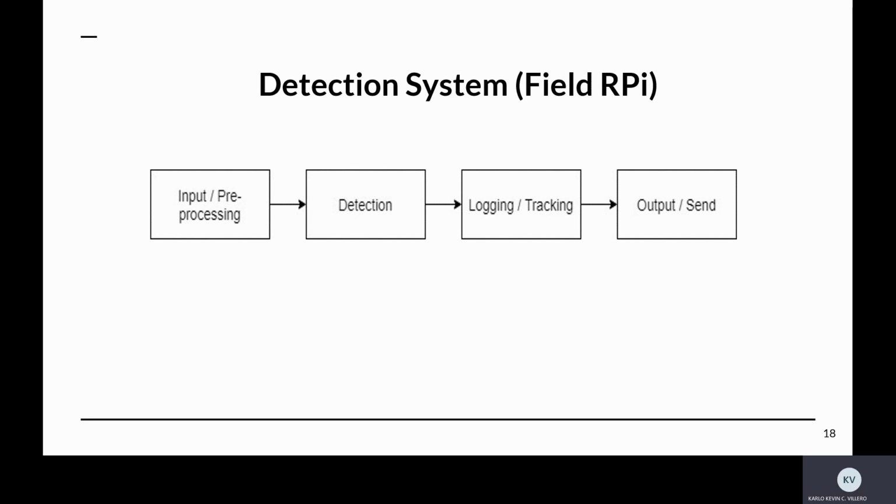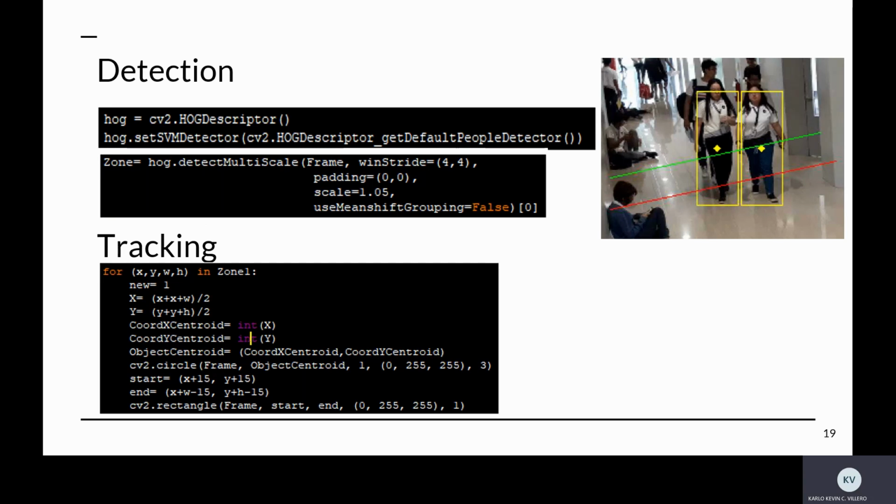In the field RPI is where the detection system happens. The input, which is a video feed coming from the CCTV IP camera, would be loaded to a microcomputer with the use of Python. The video is read frame by frame and is then passed to preprocessing. Then detection will come into place.